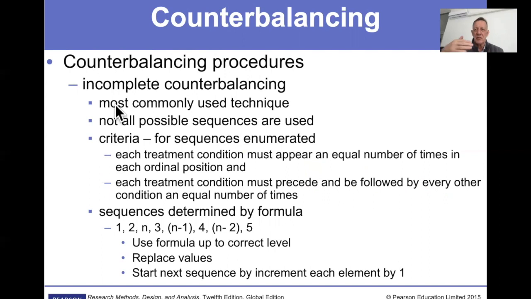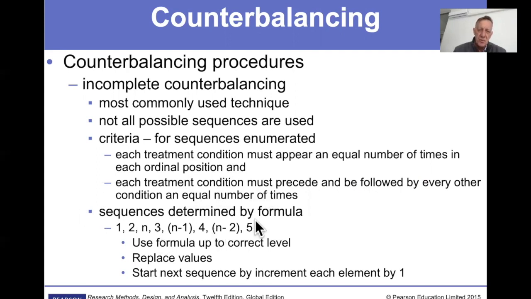Incomplete counterbalancing doesn't, as in the previous instance, utilize all of them, but some of them, which is relatively randomized and sort of has the same effect. It is the most commonly used technique; not all possible sequences are used. The criteria for the sequences: 1 and 2. Each treatment condition must appear an equal number of times in each ordinal position, 1, 2, 3, 4. Each treatment condition must precede and be followed by every other condition an equal number of times.